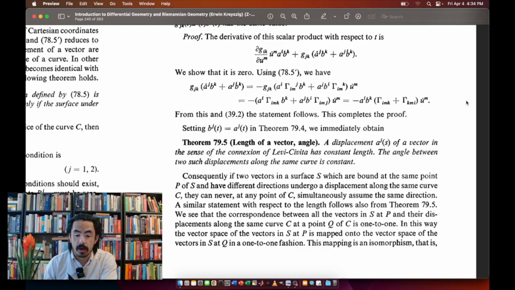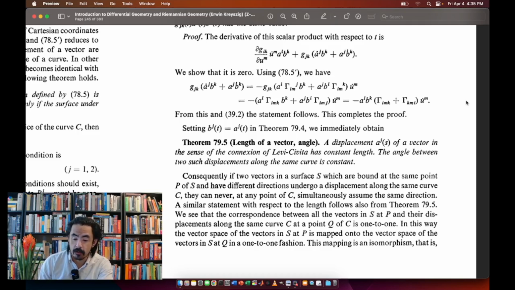We see that the correspondence between all the vectors in the surface S at the point P and their displacements along the same curve C at a point Q of the same curve C is 1 to 1. In this way, the vector space of the vectors in the surface S at the point P is mapped onto the vector space of the vectors in the surface S at the point Q in a 1-to-1 fashion.